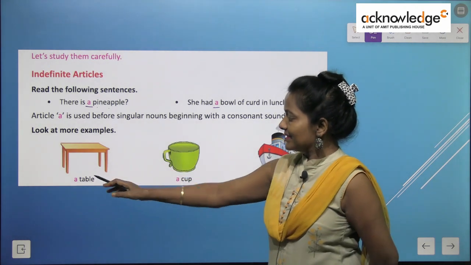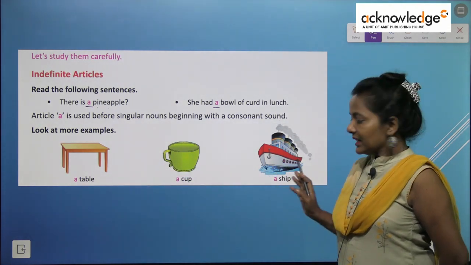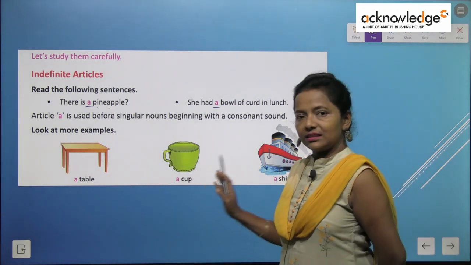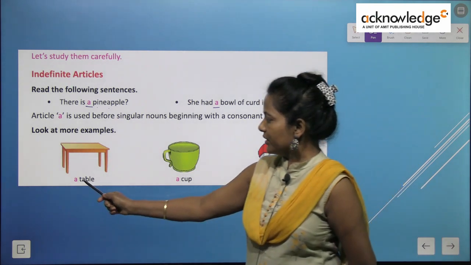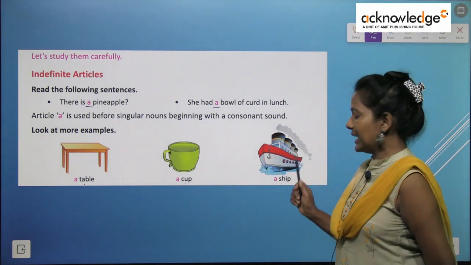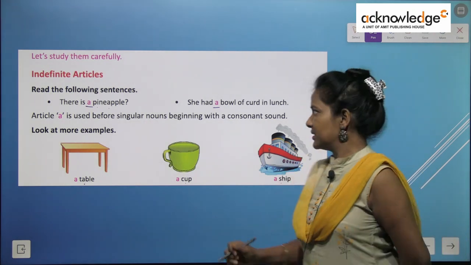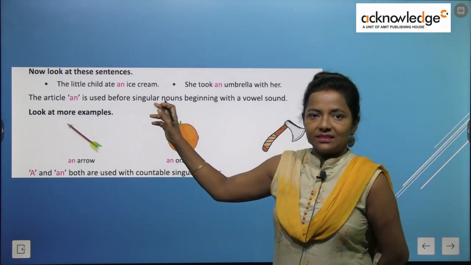Now more examples are a table, a cup, a ship. Can you see here, in all these words, none of a vowel is used. Only the consonants are there. T is also a consonant, C is also a consonant and S is also a consonant. So, moving ahead. Now look at these sentences.